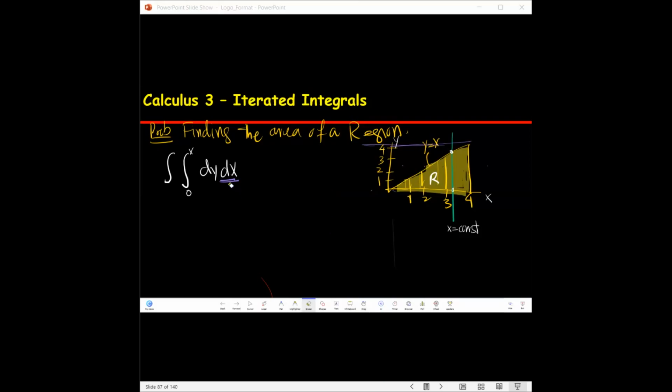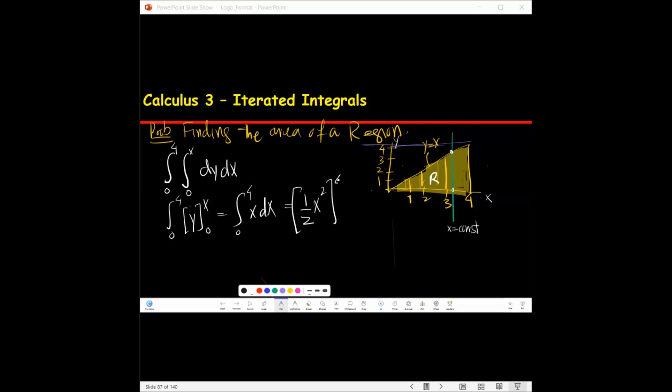So let's substitute the values. Here what you're going to do is substitute the values. X equals 0 to x, and then the other one 0 to y. Okay, does that make sense? Now I'm going to substitute the values and solve the inner integral first. So it's going to be y from x to 0. If I solve this one, it's going to look like just x. If I solve this one, it's going to be half x squared from 4 to 0. So 4 squared is 16, divided by 2 is 8, minus 0. So the answer is 8.